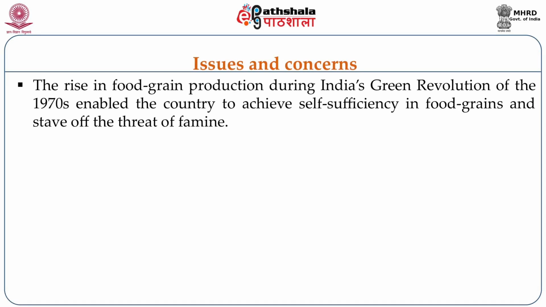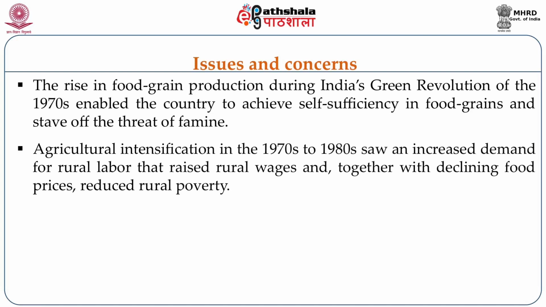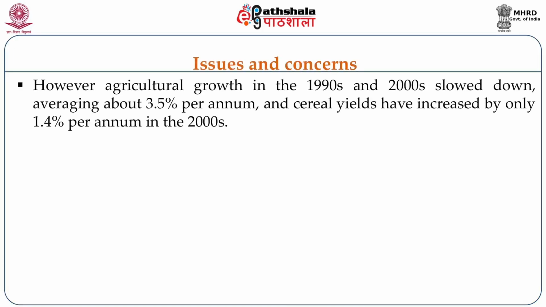The rise of food grain production during India's Green Revolution of the 1970s enabled the country to achieve self-sufficiency in food grains and stave off famines. Agricultural intensification in the 1970s to 80s saw an increased demand for rural labor that raised rural wages and together with declining food prices reduced rural poverty. Therefore, we can see a direct relationship between improving agricultural growth, increasing agricultural wage rates and the reduction of poverty. However, agricultural growth in the 1990s and 2000s has slowed down.